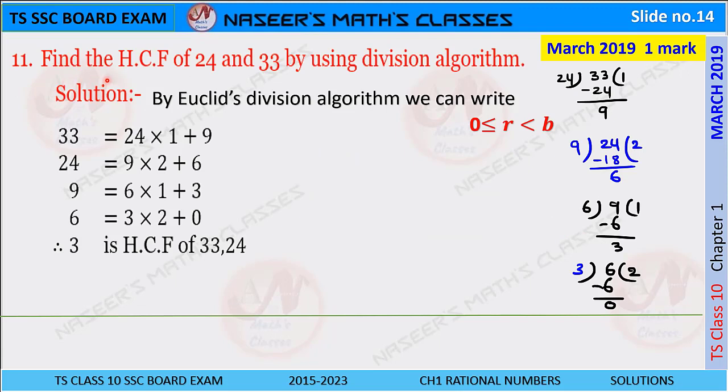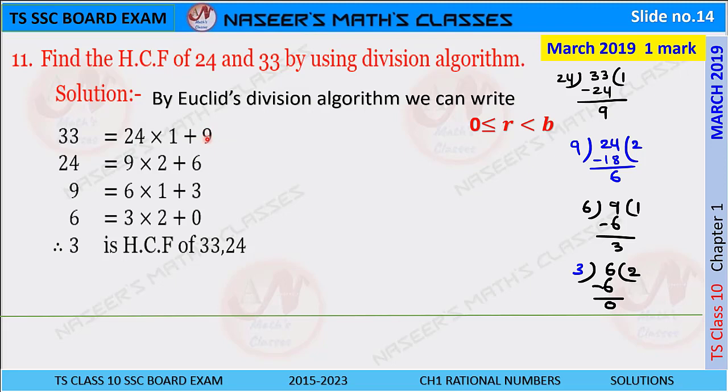11th problem: find the HCF of 24 and 33 by using division algorithm. This is for 1 mark, March 2019. By Euclid's division algorithm, we can write a equal to bq plus r, where 0 is less than or equal to r less than b. Now, we divide 33 with 24. Then we get 1 as quotient and 9 as remainder. Then this step is written as 33 is equal to 24 into 1 plus 9.